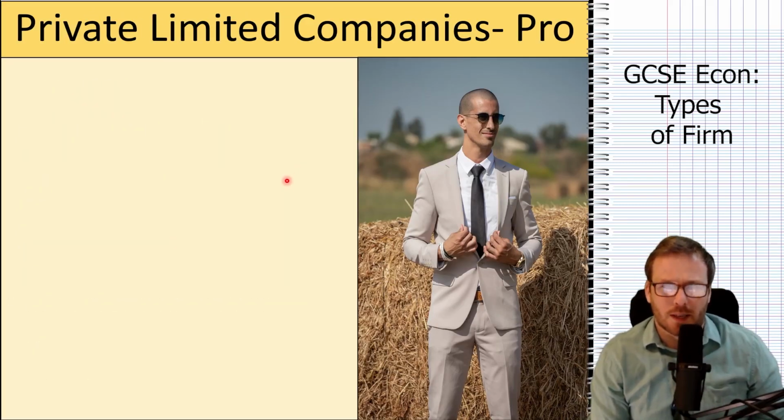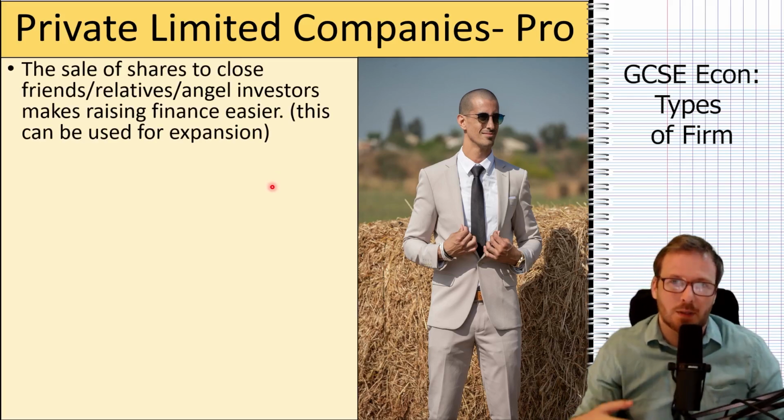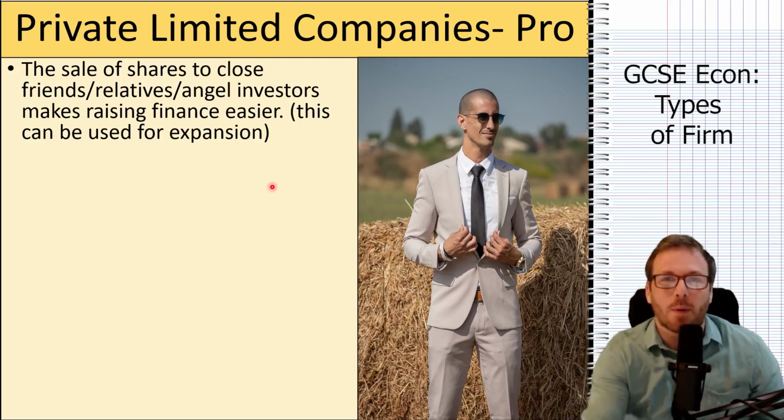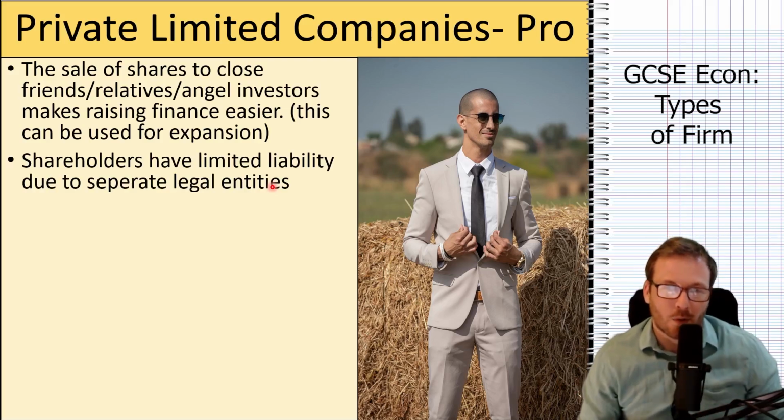So, some benefits of this. You can sell shares. Basically, selling shares means here is 1% of the business, give me $100,000. You sell parts of the business in order to get money, and you can then use that money to grow the business. As I said before, the most key important point here is the separate legal identity to mitigate risk.